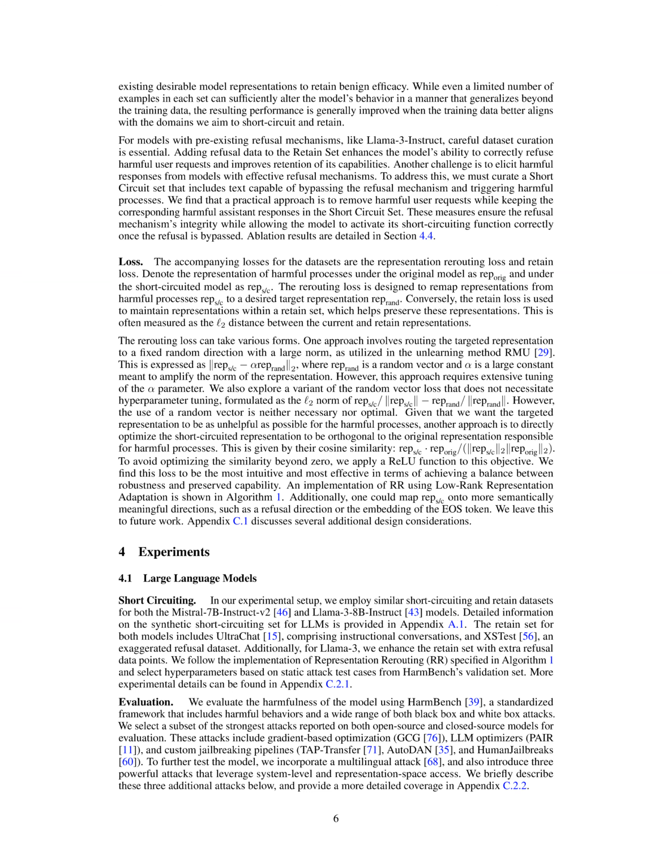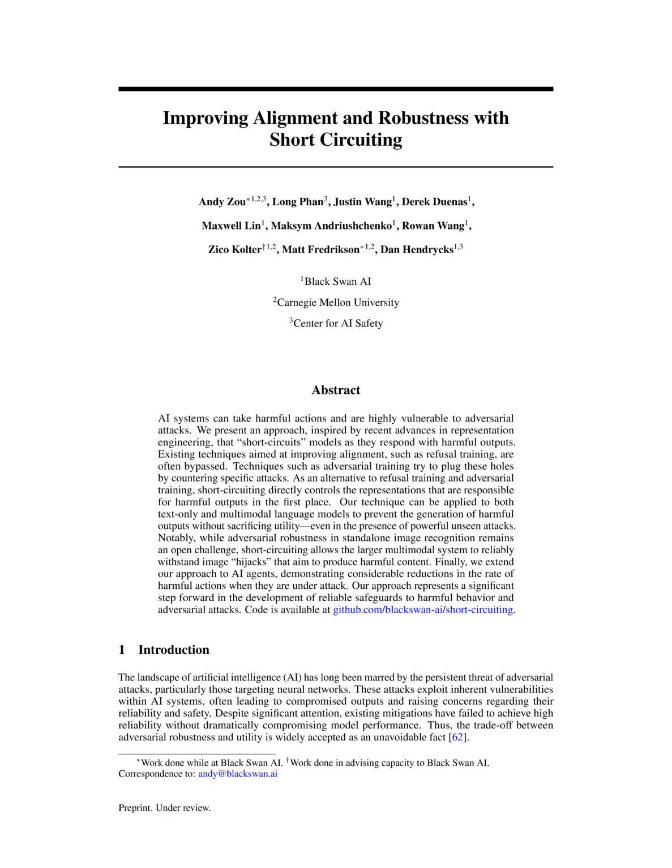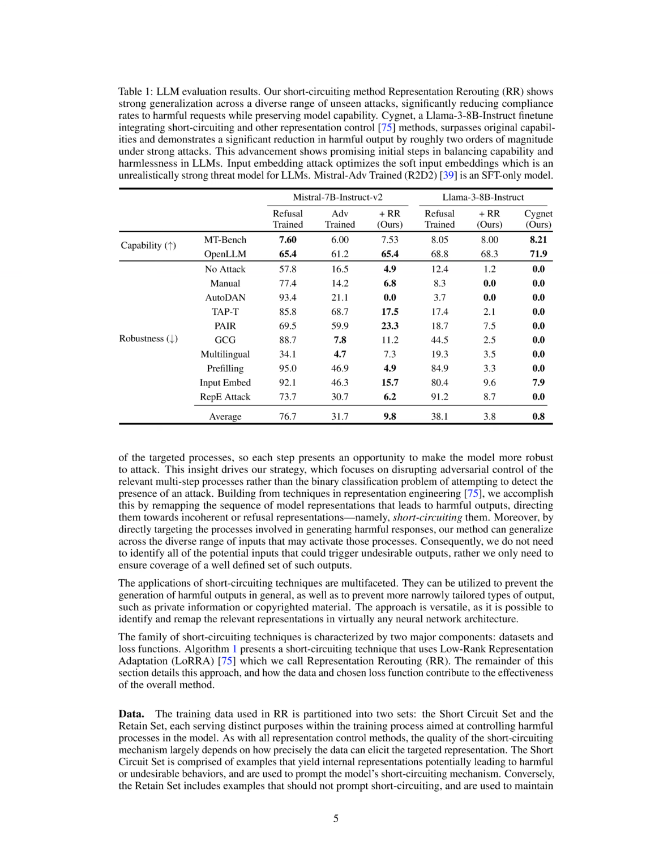The rerouting loss can take various forms, such as routing the targeted representation to a fixed random direction with a large norm, or optimizing the short-circuited representation to be orthogonal to the original representation responsible for harmful processes. The chosen loss function aims to achieve a balance between robustness and preserved capability by directly targeting the processes involved in generating harmful responses. By remapping the sequence of model representations that lead to harmful outputs, the method disrupts adversarial control of multi-step processes rather than focusing on detecting attacks.